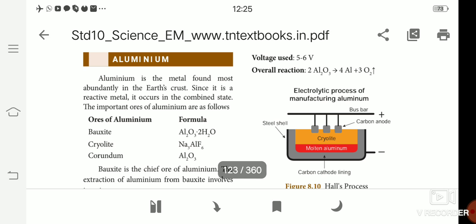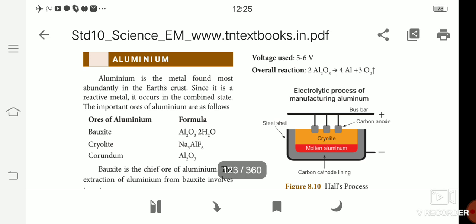Then the chemical properties of aluminium. First, the reaction with air. Air contains oxygen, so aluminium reacts with oxygen to form aluminium oxide. Aluminium also reacts with nitrogen to form aluminium nitride. Aluminium is not affected by dry air.